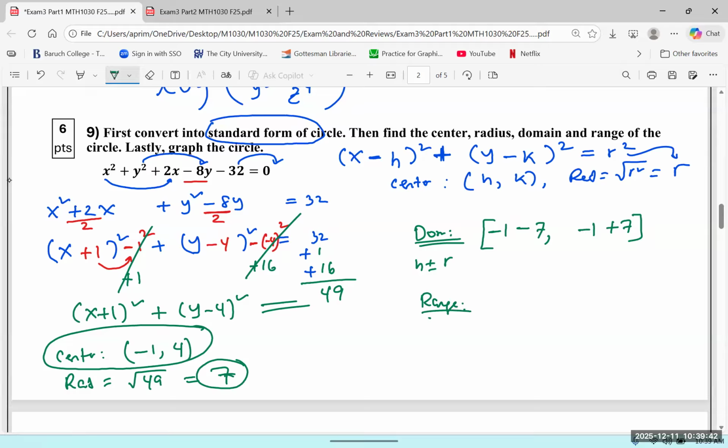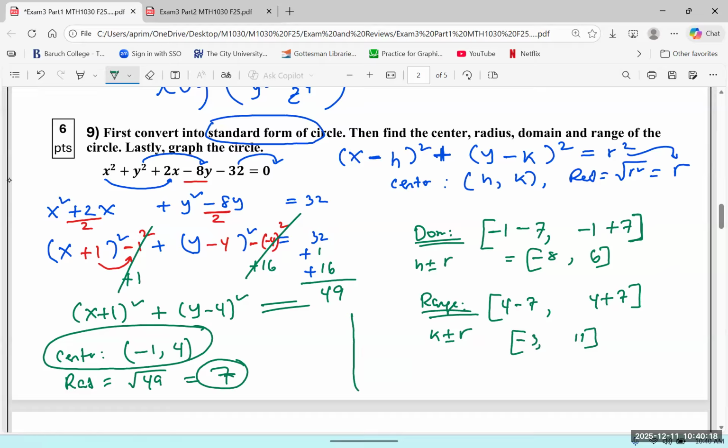For range, it's the y value. So k plus minus r. Our k is 4. So 4 minus 7 and 4 plus 7. Domain and range, they always get bracket because our circle is a continuous function. It doesn't have any hole in it. And if it doesn't have any hole, it's always bracket. So we get negative 8 and 6, and we get negative 3 and 11.